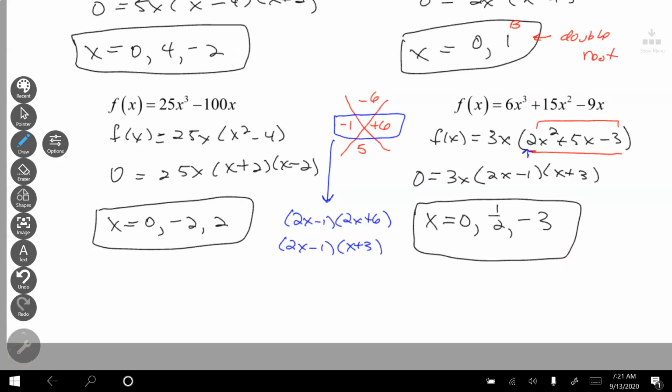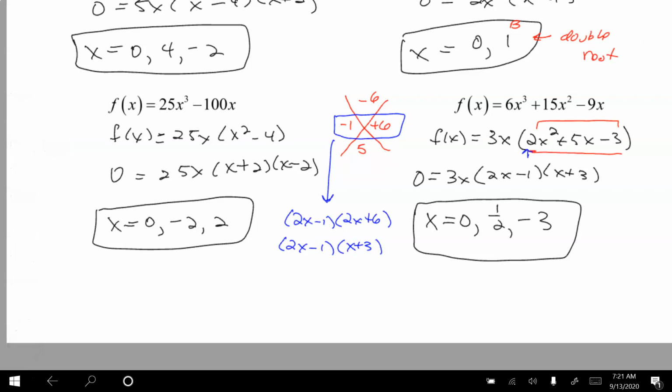Okay, the last 2 examples are a little bit special patterns here. I took out a 25x. I get the x squared minus 4. Difference of 2 squares. That should be a 5-second decision. x plus 2, x minus 2.